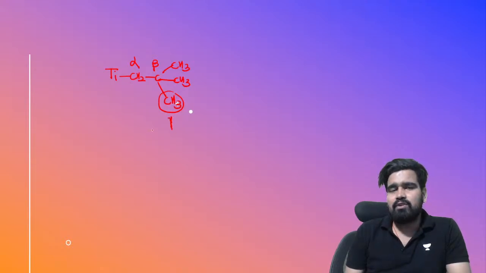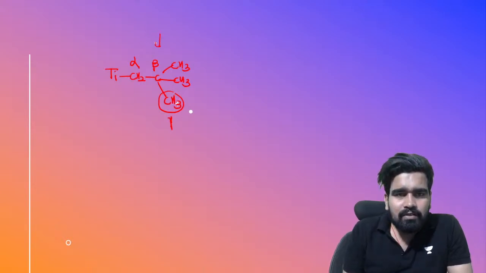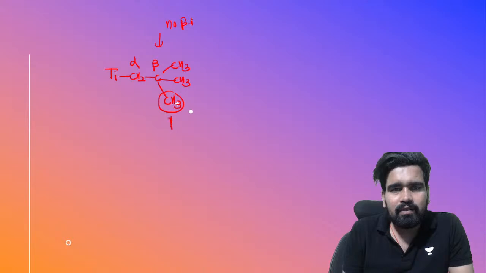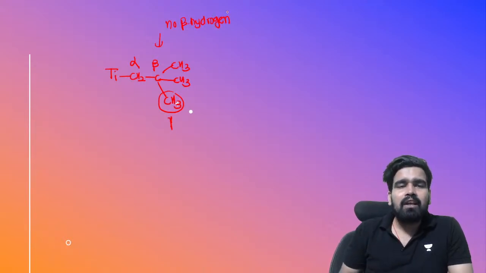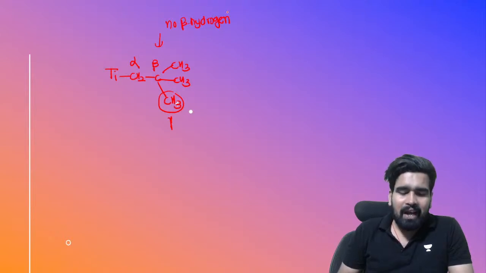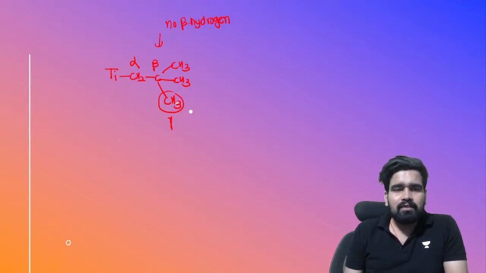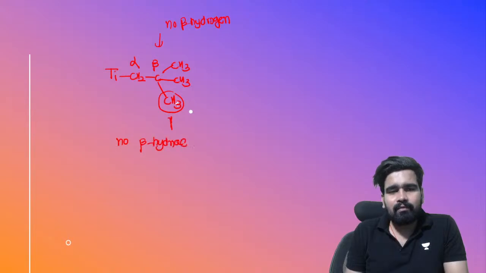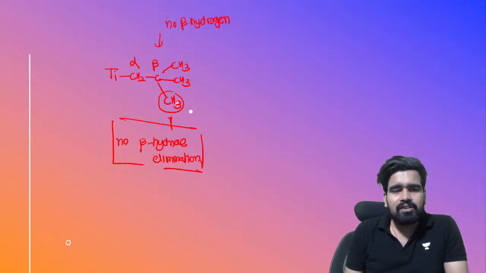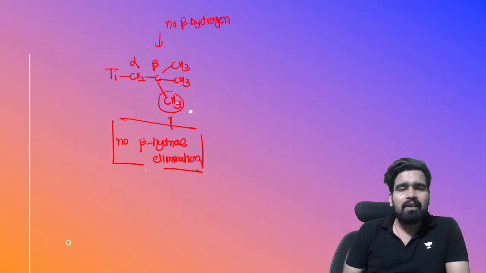So there is no beta proton, you can check. There are three methyl groups, but there is no beta hydrogen. If there is no beta hydrogen, then beta hydride elimination is not possible here. So no beta hydride elimination. It means this complex is stable enough, because the complexes which do not show beta hydride elimination are very stable. So it is stable in nature.